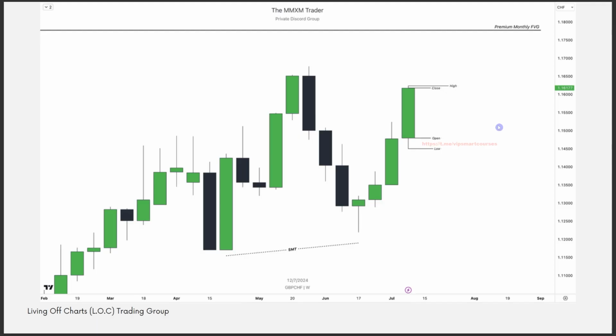So over here we've got the GBP CHF weekly chart. You can see the candle has the open, a low, and then a high and then a close, right? So this is the power of 3 of this candle over here on the weekly chart. And we're going to be focusing on all opportunities that lie within this weekly candle.